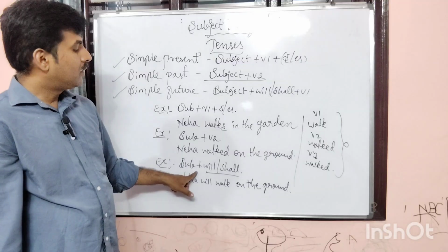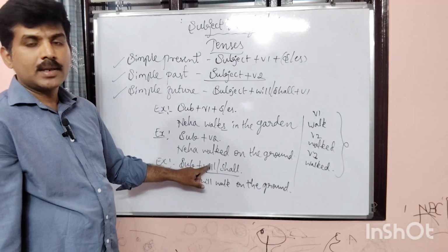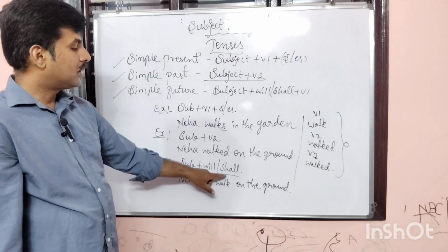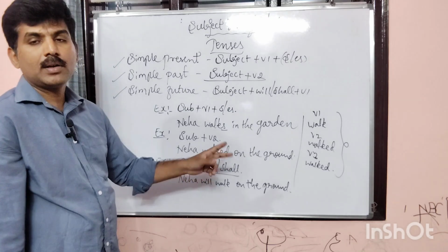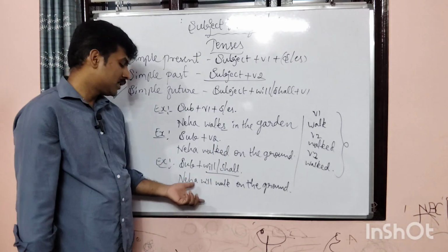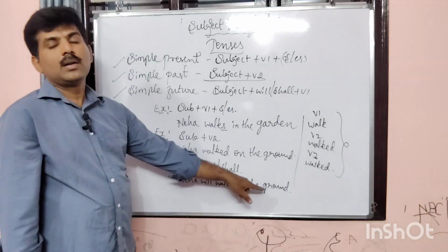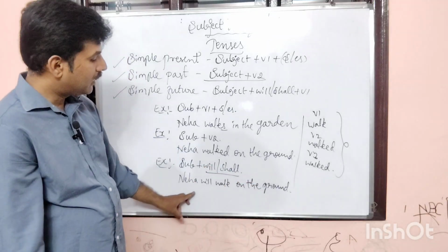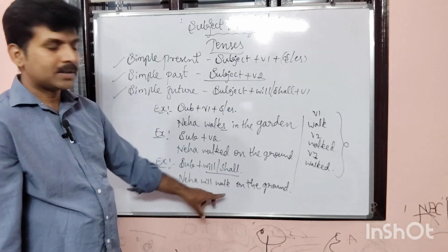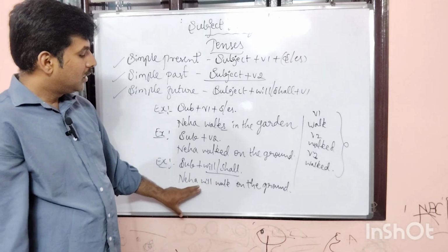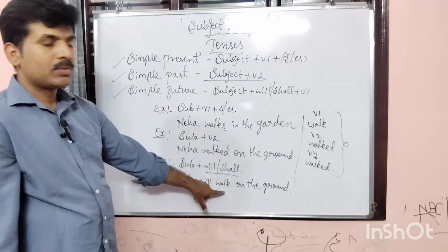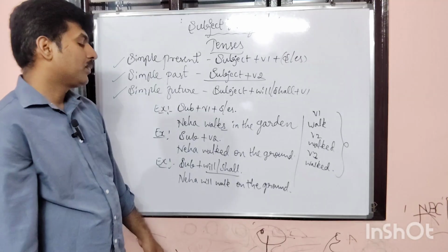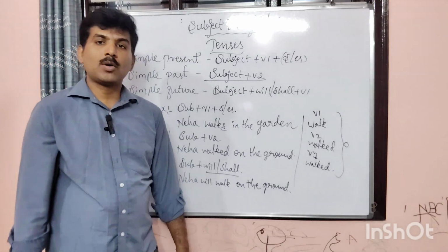Then the future tense form. We identify the future tense by will or shall. We identify these two words, will or shall, in the simple future tense. Neha will walk on the ground. Be careful when writing simple future forms with will or shall. We use either will or shall, and then the action word is required in verb one form. I hope all of you understood this topic.